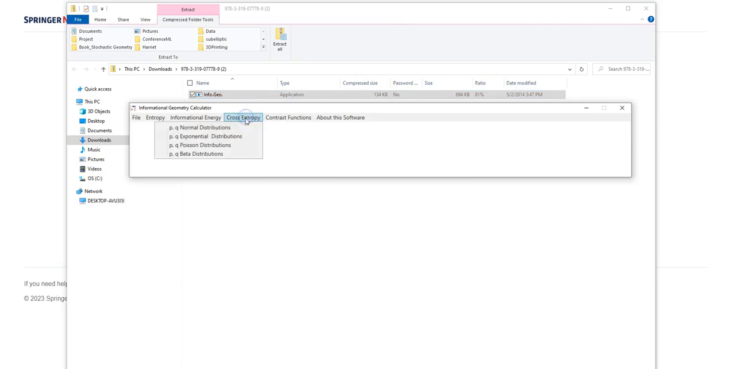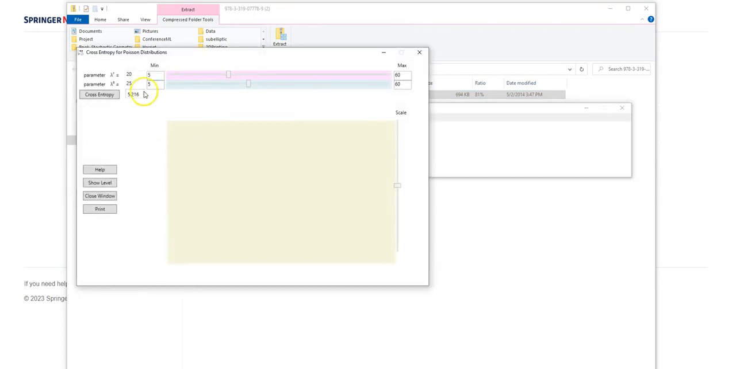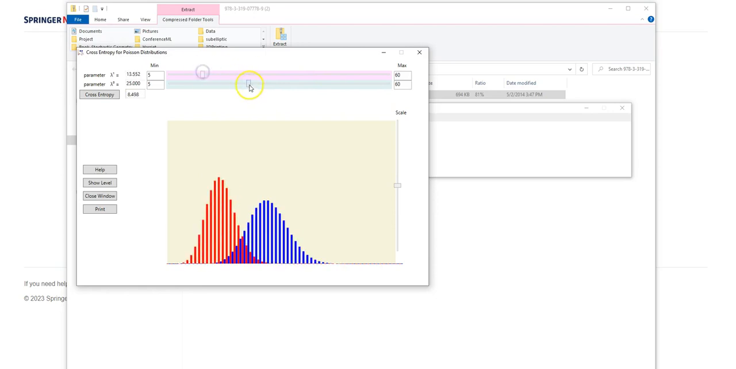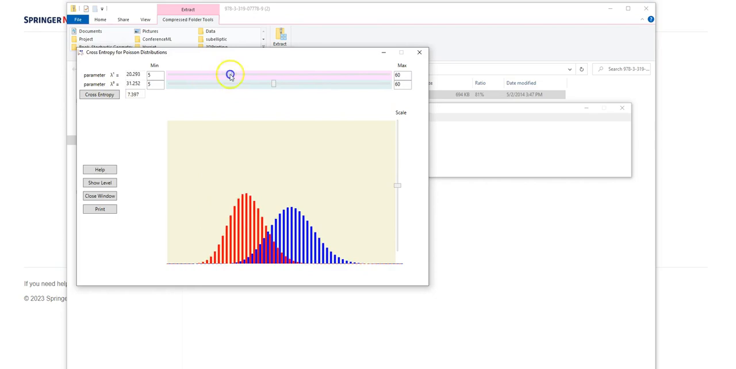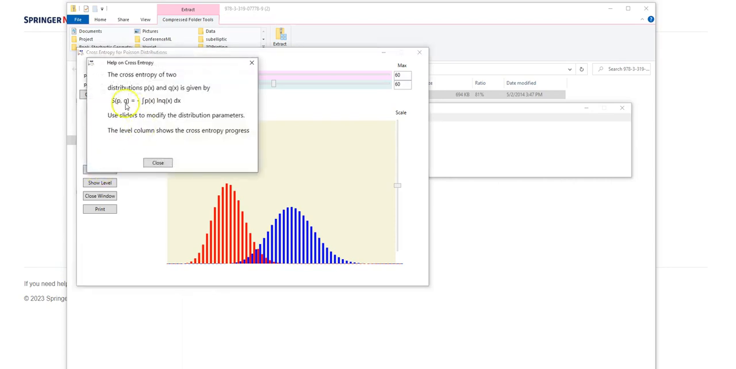Cross entropy is more interesting. You need to compare two distributions, for instance, two Poisson distributions. So one Poisson distribution is in red, the other one is in blue. There are two parameters for each of those distributions. The cross entropy of those is written here, is 1082. Help produces the definition of the cross entropy, is the integral of the first distribution times the ln of the second.